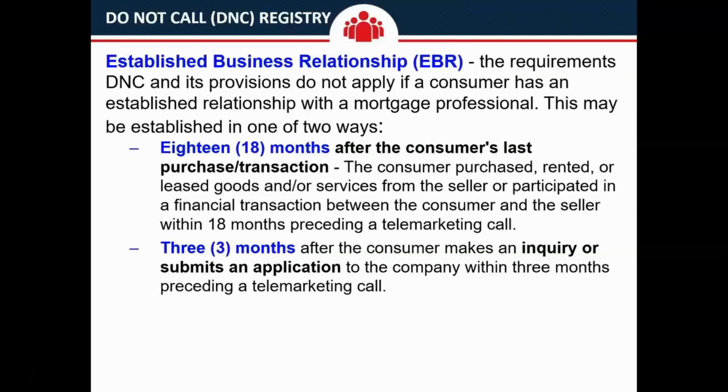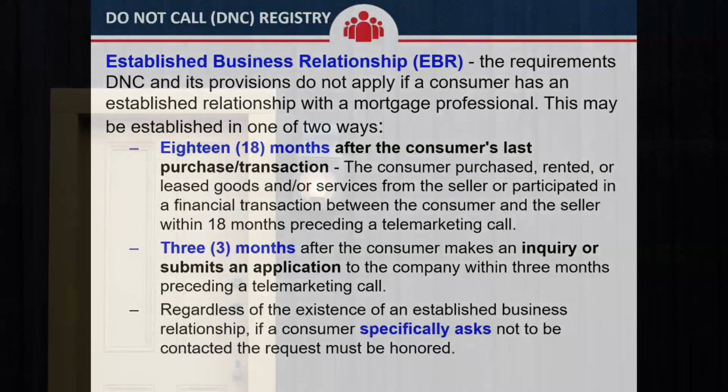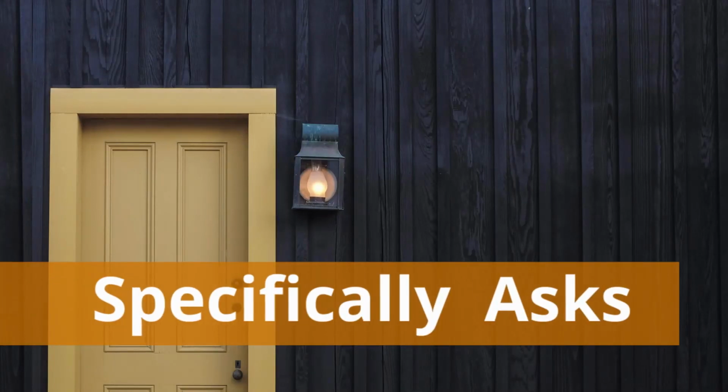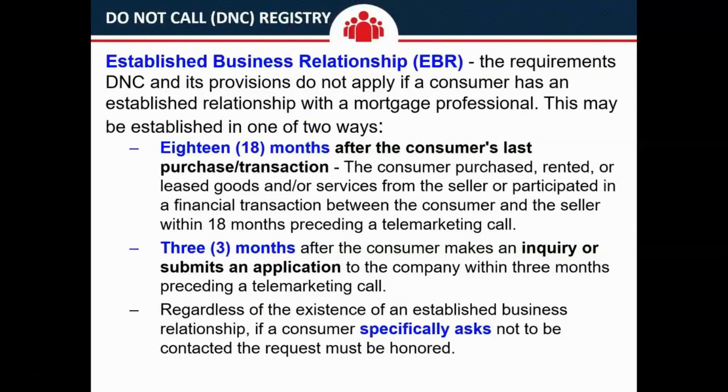So it says 3 months after the consumer makes an inquiry or submits an application to the company within 3 months preceding the telemarketing call. That wouldn't be a violation. However, regardless of the existence of an established business relationship, if this consumer specifically says don't call them anymore, they don't want to be contacted, you have to stop calling them. You can't say, oh no, you closed business with me, I can call you for 18 months. No, that wouldn't work. If they tell you to stop calling, you must stop calling.